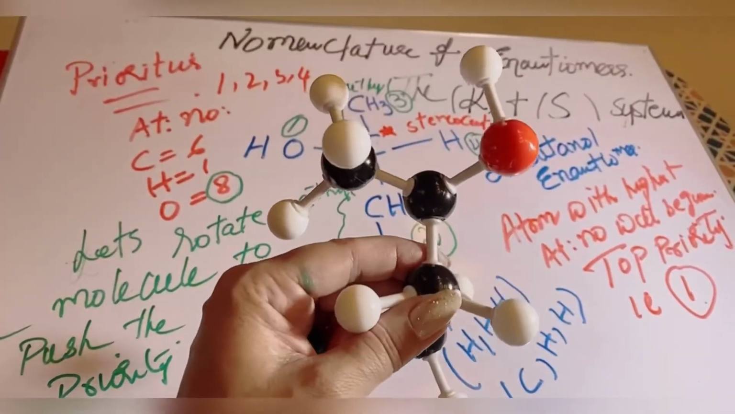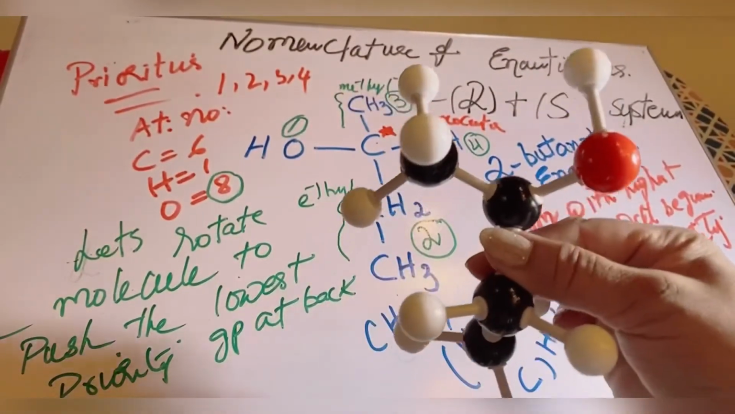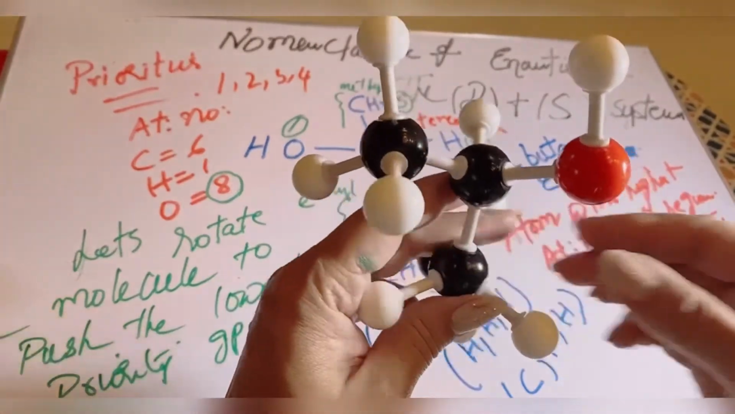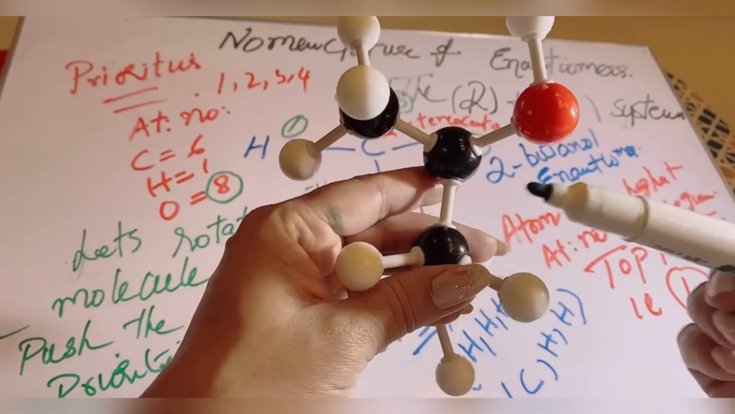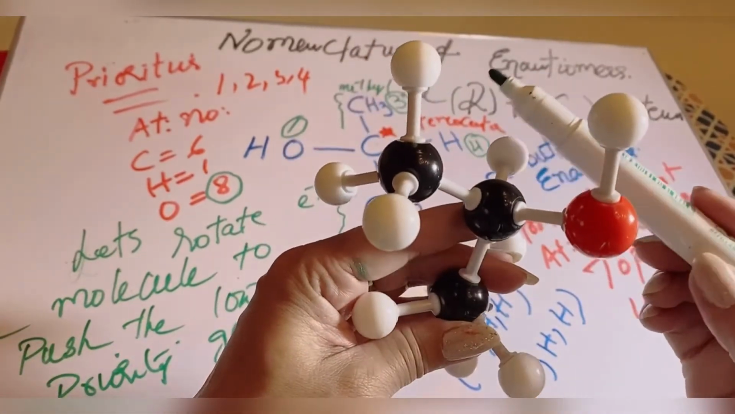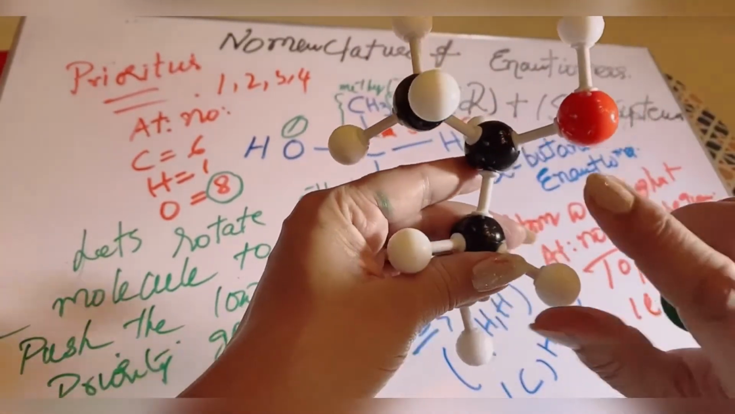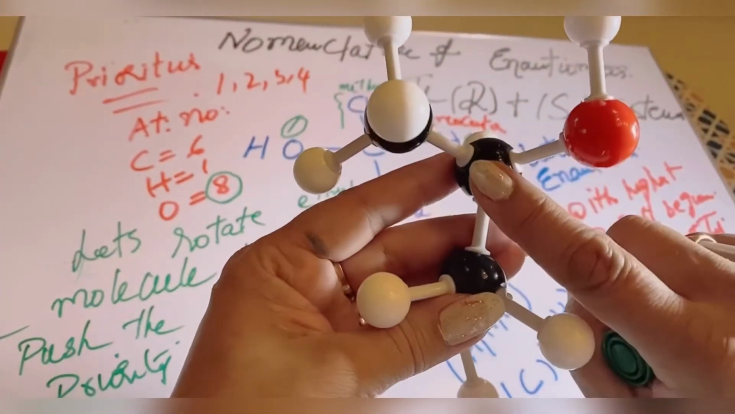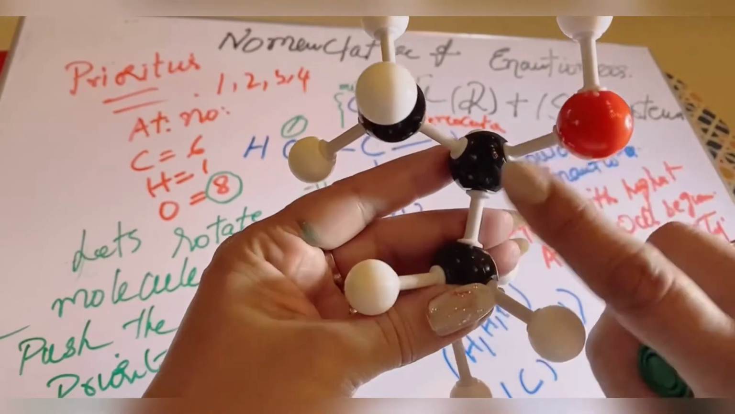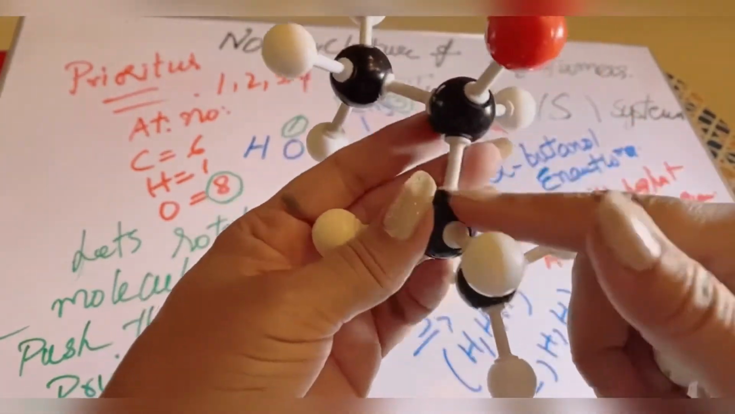Here you can simply see that I have vanished the group that was troubling us. That was the lowest priority group. So what was that group? That was this hydrogen. This was the lowest. So we have rotated the molecule in such a way that now you can simply see the stereogenic carbon and a methyl group and an OH group, and of course the ethyl group, that is this one. This is an ethyl group.